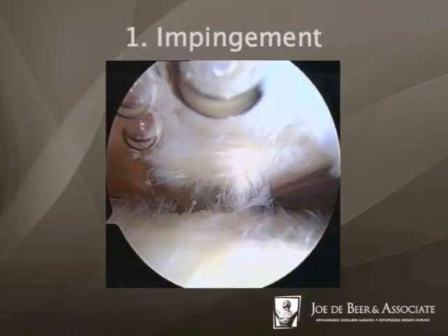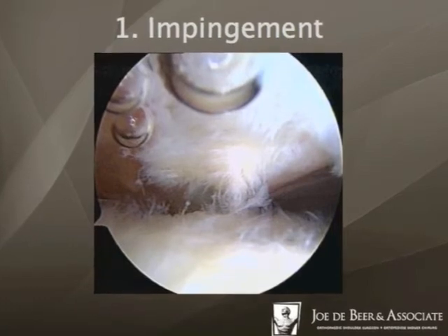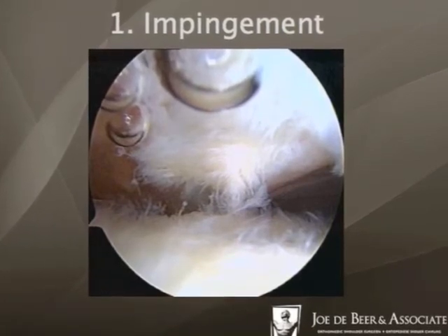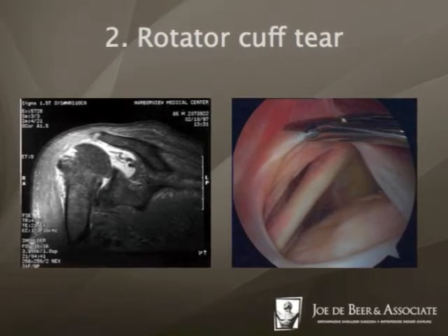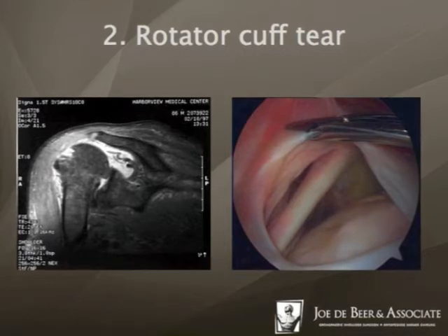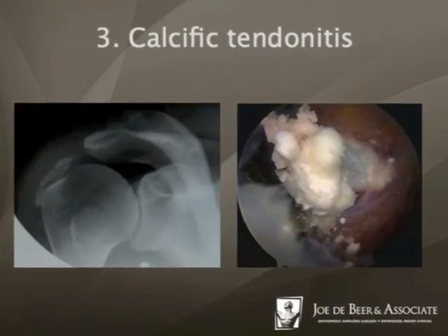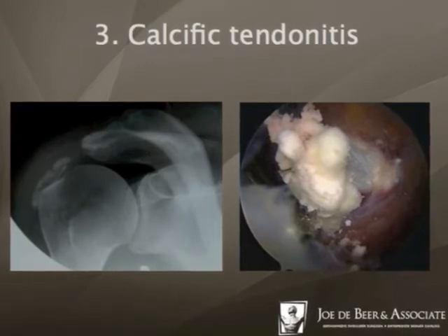In this picture, one sees the frayed out acromion on top and the frayed out rotator cuff beneath. This is a rotator cuff tear with a wide gap seen with the humeral head visible through the hole. And this is calcific tendinitis, where the calcium is seen in the subacromial space.